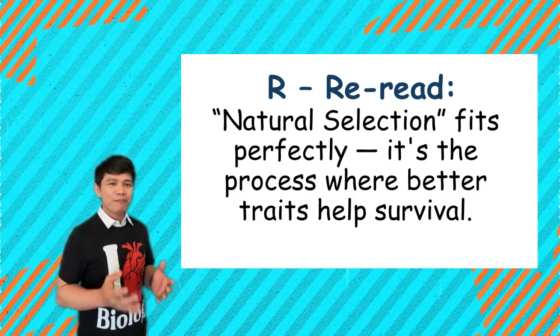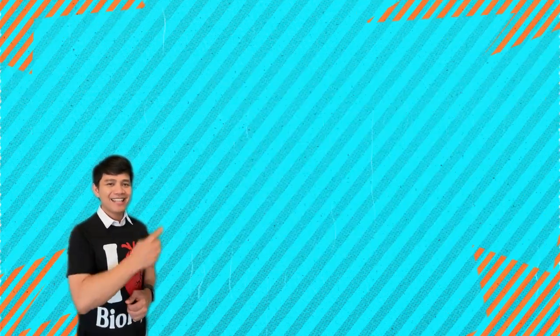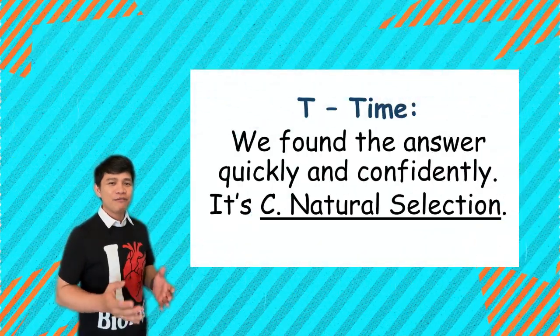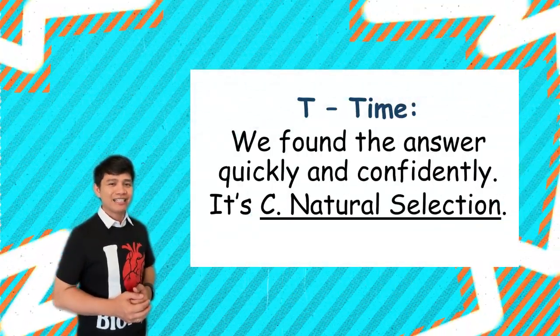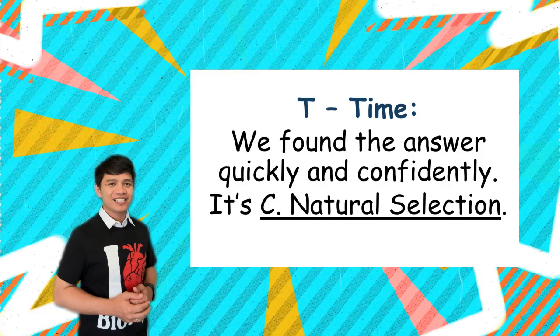It's the process where better traits help survival. T for time. We found the answer quickly and confidently. It's C, natural selection.